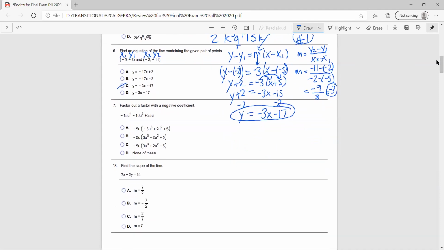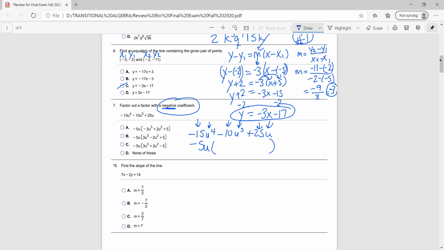Number 7 says factor out a factor with a negative coefficient. So when I'm looking at negative 15u to the 4th minus 10u to the 3rd plus 25u, one thing I'm noticing is that in 15, 10 and 25, 5 will be something that I could pull out of all of those. When you look at the answer and you look at the question, they say pull out a negative 5. So we're going to pull out our negative 5. I can pull out a u because each one of these has at least one u in it. Okay, so that makes sense.